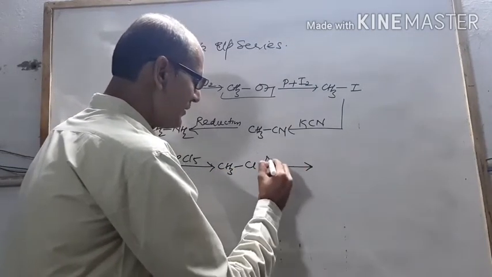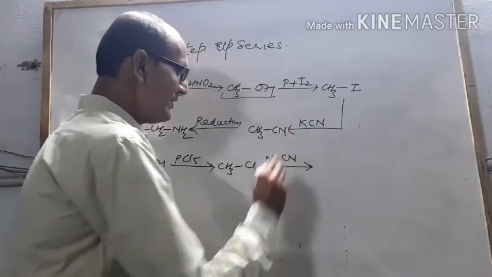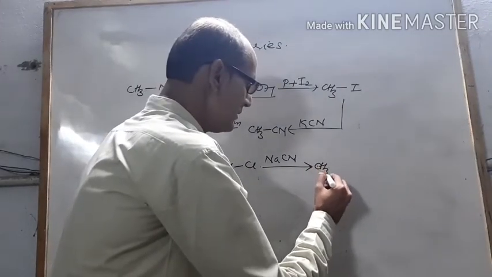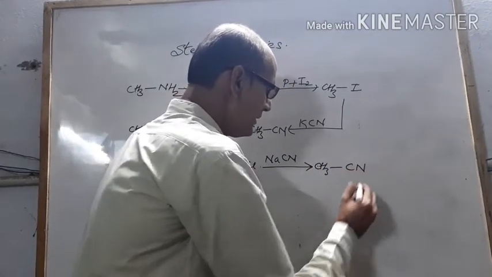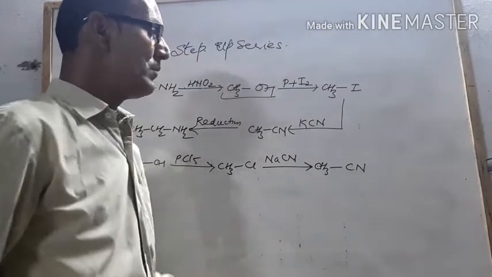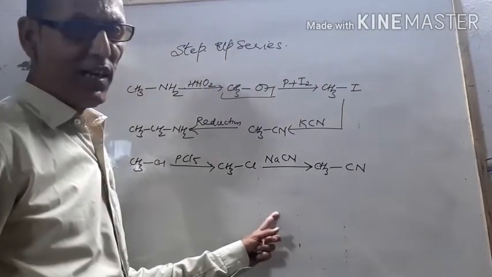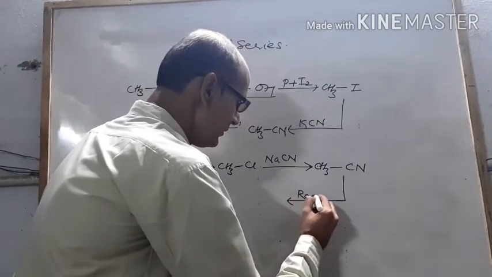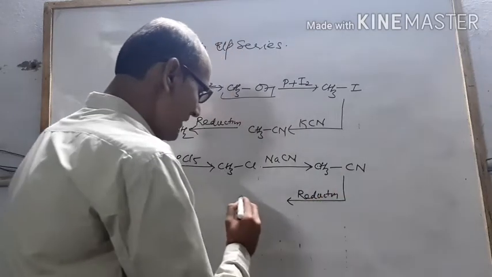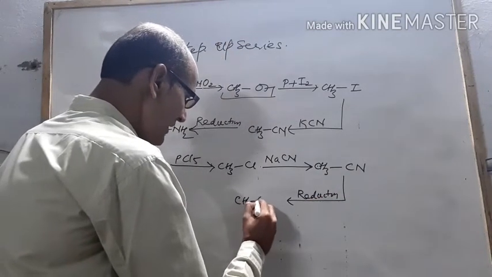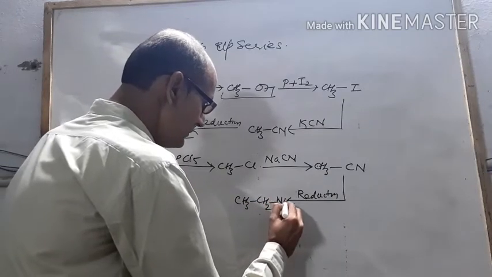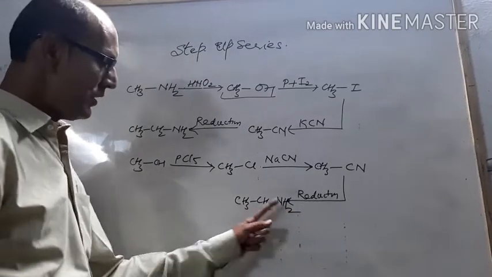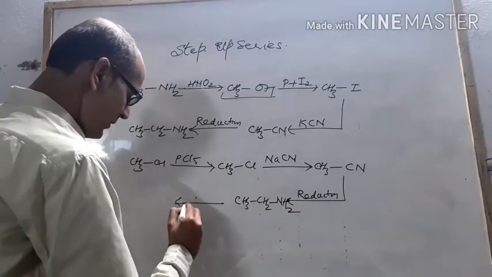Now I am taking NaCN this time. So what will be formed? CH3 single bond CN. Next step, we have to convert into amine. So reduction. On reduction you will get CH3 CH2 NH2. As we know, from amine we can easily convert into alcohol in one step by using HNO2.